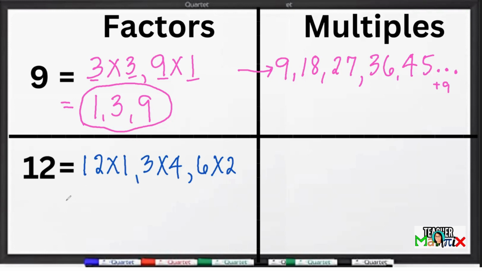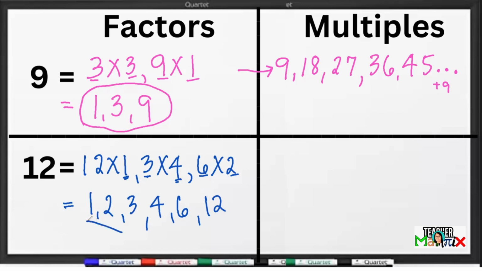So meaning, let's start with the smallest number up to the largest factor of 12. 1, then 2, then 3, then 4. Then 6, then 12. These are the factors of 12.